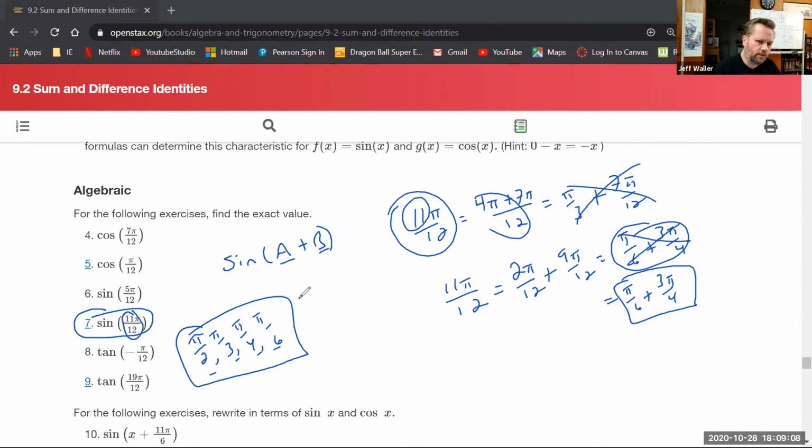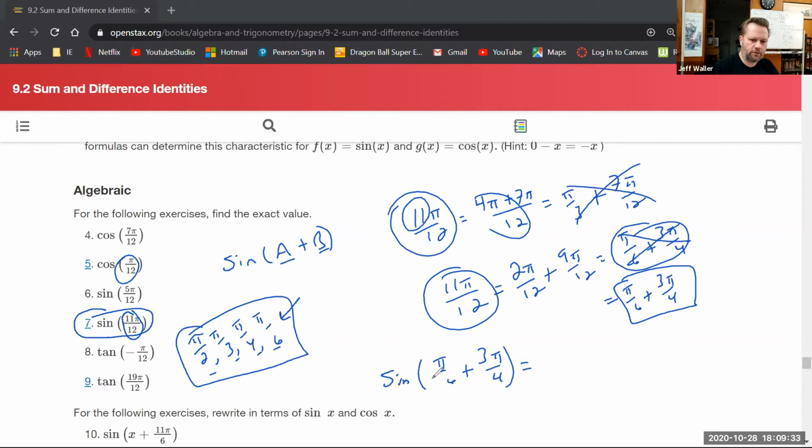So you could either start with the building blocks and try to figure out how to combine two of them to make what I've got, or you could do this, which is sort of nice because there's only a finite number of possible combinations. So some has got to work. So now I know I can rewrite sine of 11 pi over 12 as sine of pi over 6 plus 3 pi over 4.